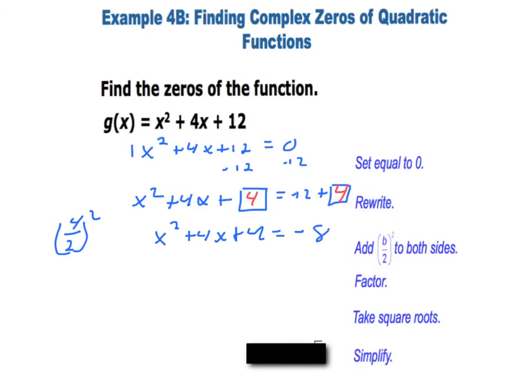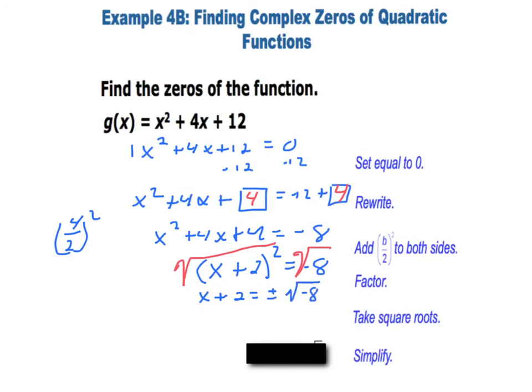All right, now, let's factor it. So I know it's going to come up with x plus 2, the quantity squared, equals negative 8. Now, we're going to take the square root of both sides, just like that. And I'm left with x plus 2 is equal to plus or minus the square root of negative 8. Lastly, I'm going to subtract 2 from both sides, and I will get x is equal to negative 2 plus or minus the square root of negative 8.